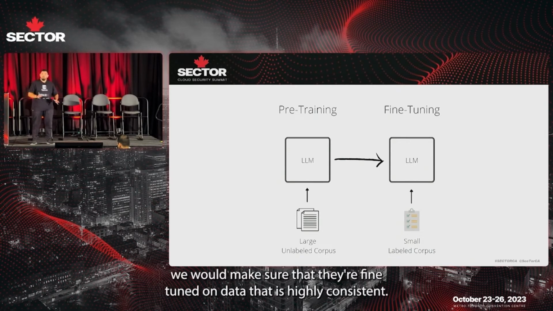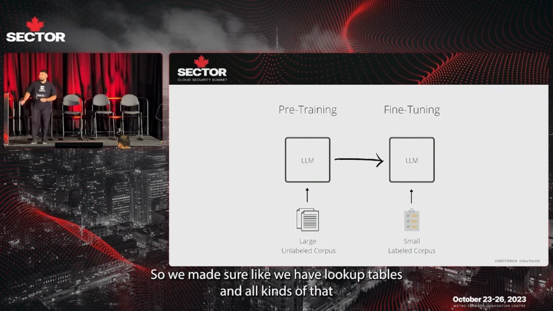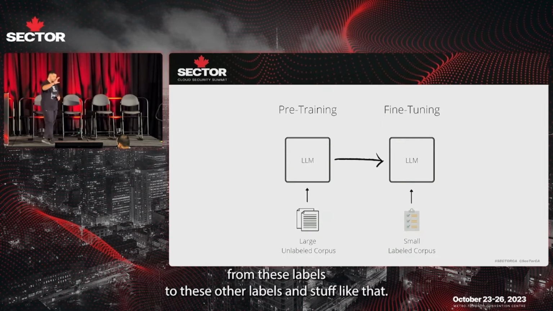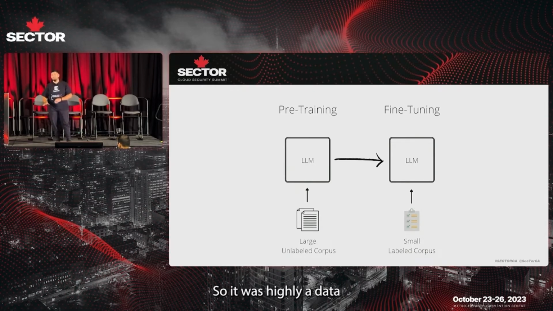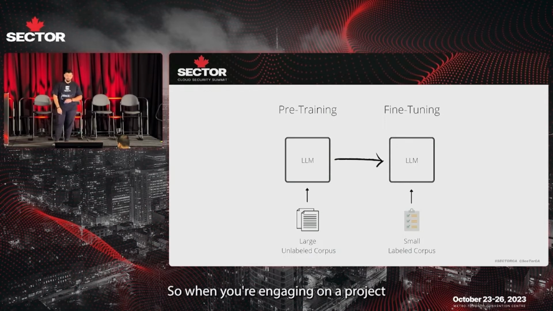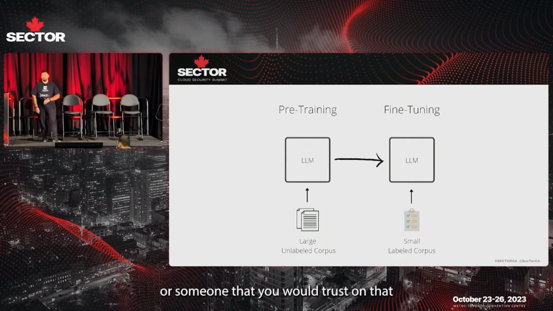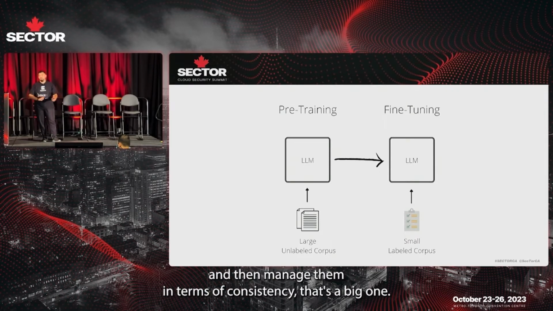But essentially, we would make sure that they're fine-tuned on data that is highly consistent. So we made sure we have lookup tables and all kinds of that, and regular expressions to make sure that they're consistent from these labels to these other labels and stuff like that. So it was a highly data-labeling-intensive effort. So when you're engaging on a project like this, make sure you have at least an intern or someone that you would trust on that, and then manage them in terms of consistency. That's a big one.